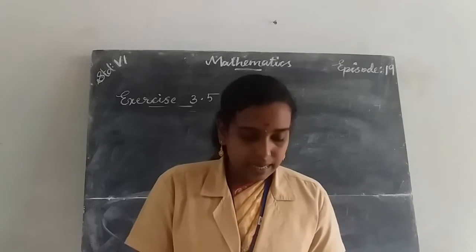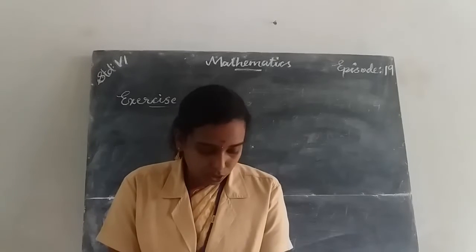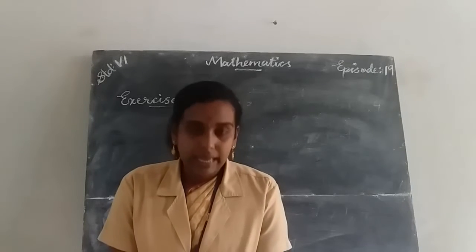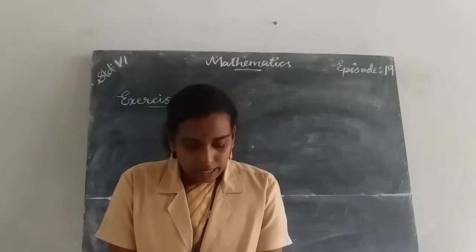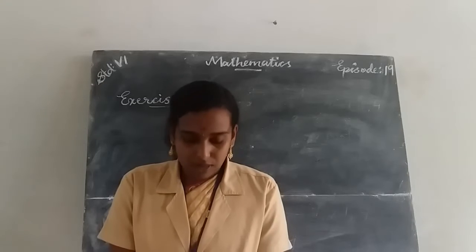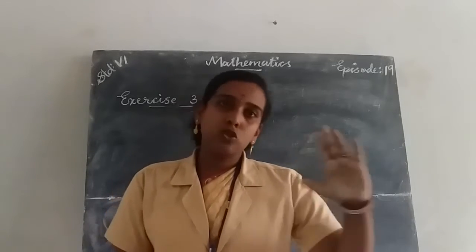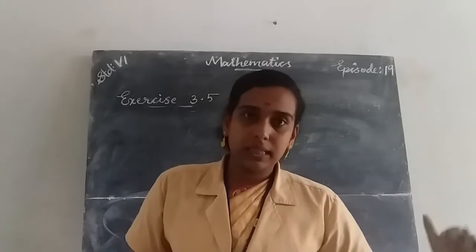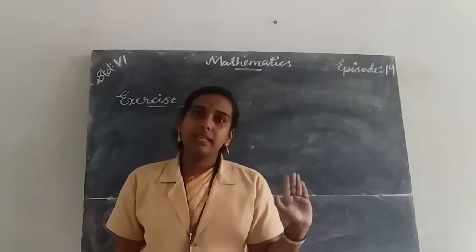So the question is, read the question carefully. 18 is divisible by both 2 and 3. It is also divisible by 2 into 3 is equal to 6. Which means a number 18 is divisible by 2 and it's also divisible by 3. Then 18 is also divisible by the product of 2 and 3, that is 6.